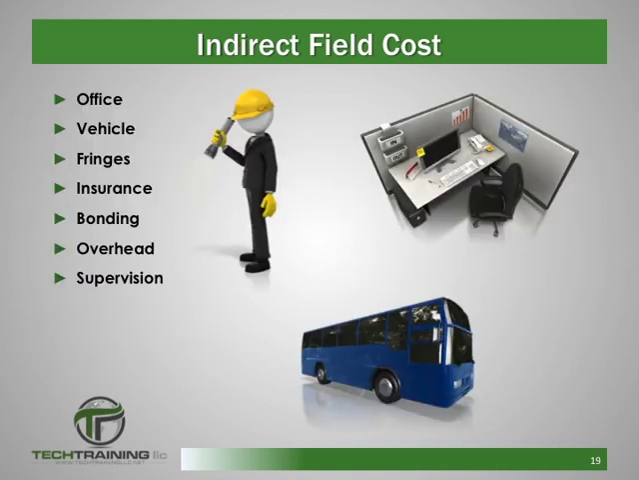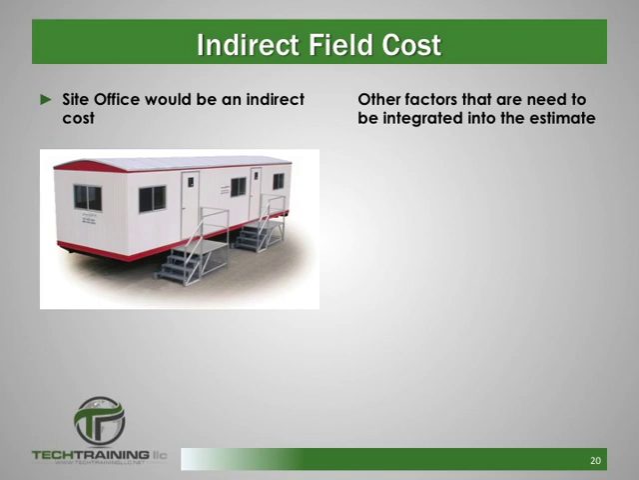Indirect field costs are the costs for the items that are required to support the field construction efforts. You may have heard these costs referred to as general condition costs, and often referred to as project overhead costs. Now, one of the most obvious examples of an indirect cost is the site field office. This is an indirect cost.